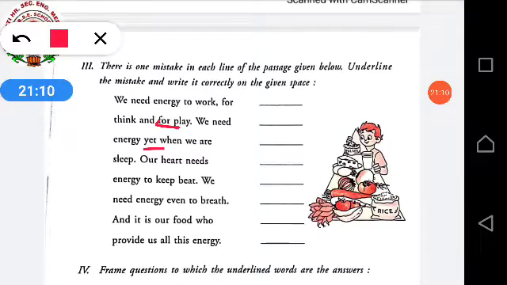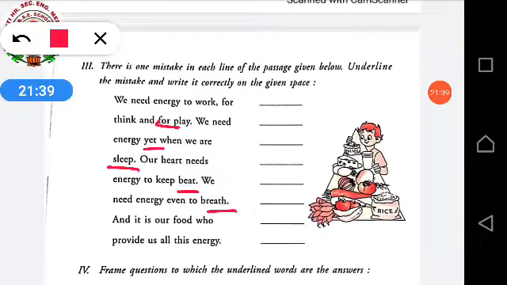Sleep. Our heart needs. So underline sleep. Sleep will change into asleep. A-S-L-E-E-P. Our heart needs energy to keep beat. Beat will change into beating. B-E-A-T-I-N-G. We need energy even to breath. No. Breathe. B-R-E-A-T-H-E.